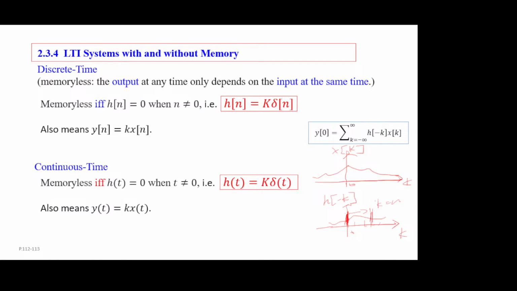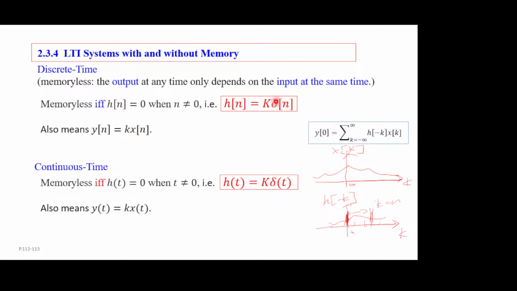So we can just write h of n equal to k times delta of n. And this is the condition for your discrete time LTI system being memoryless. You just need to check whether your h of n is proportional to delta of n for some constant k. Also you can plug this back into your convolution, and you will find that in that case your y of n will just be proportional to x of n. This should be small k.